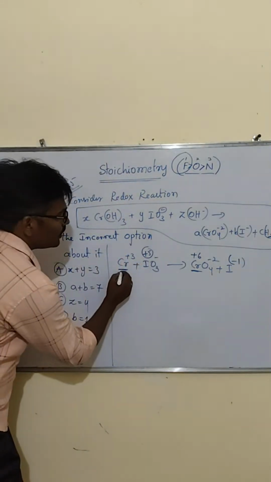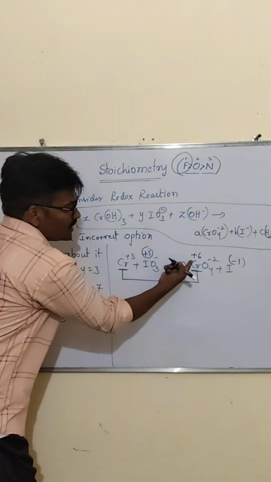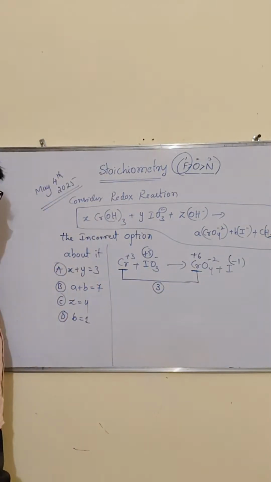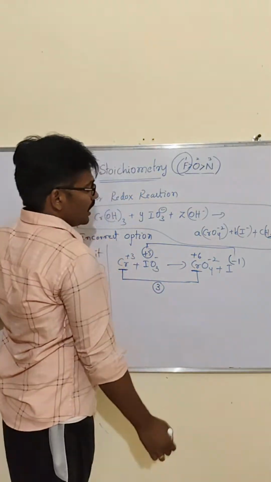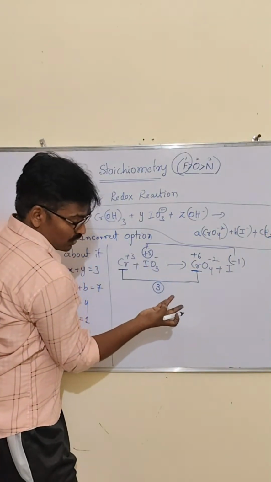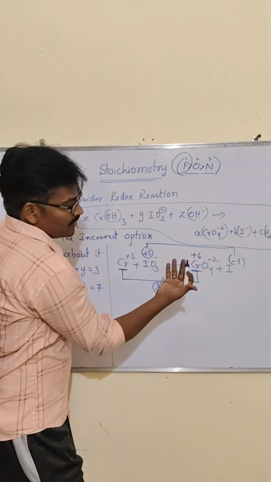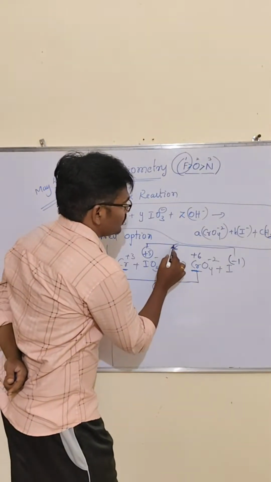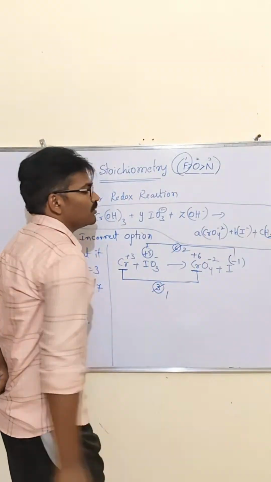Look, when chromium goes from +3 to +6, note down the number by which the oxidation state increased. Then when iodine goes from +5 to -1, how many electrons are transferred? +5, +4, +3, +2, +1, then 0. So how many electrons? 6 electrons are transferred here. So 3 ones, then 3 twos, like this you have to take.